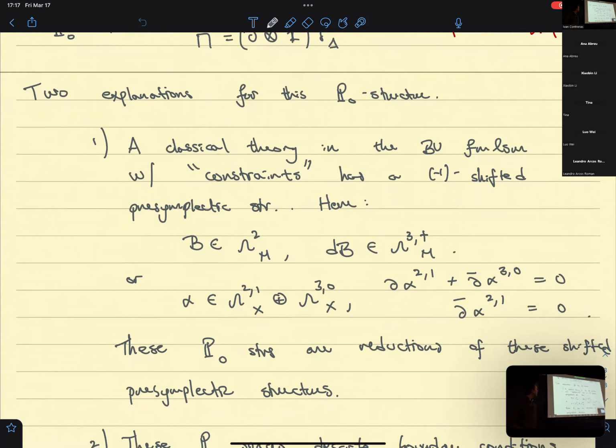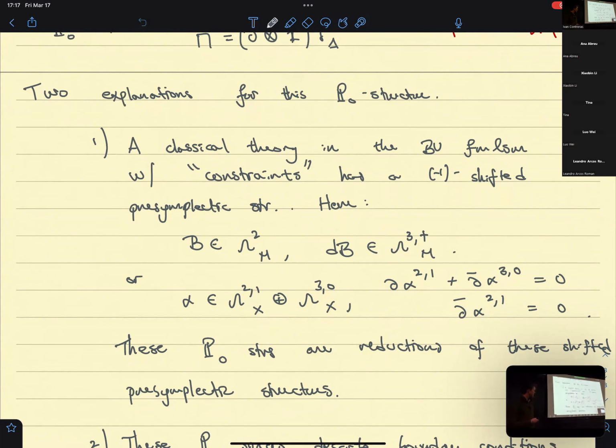So here the shifted presymplectic structure arose from thinking about B as a chiral two form. So there's a sort of bigger BV theory here, which is like studying harmonic two forms. And this presymplectic thing that I wrote down before, you can understand as being a sort of constraint on a harmonic two form.